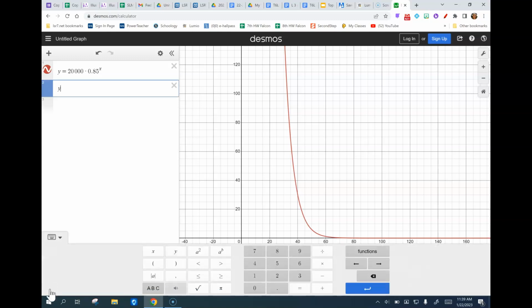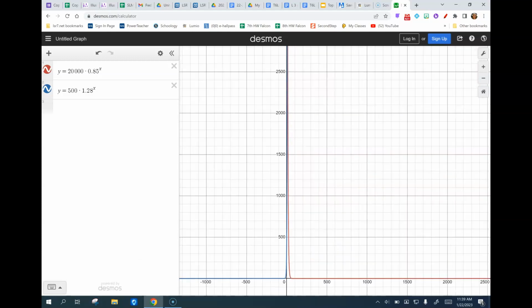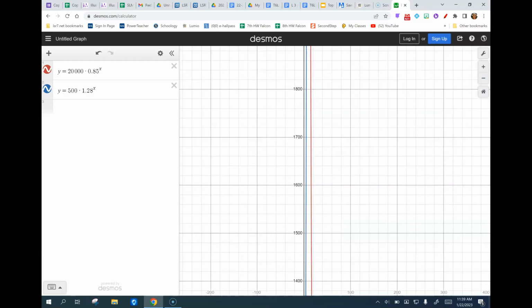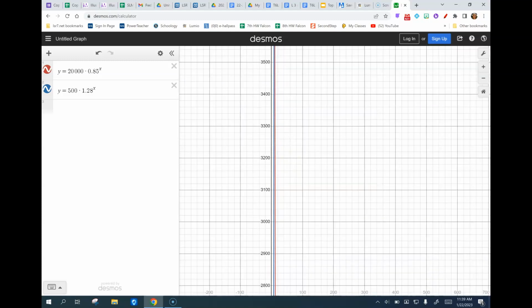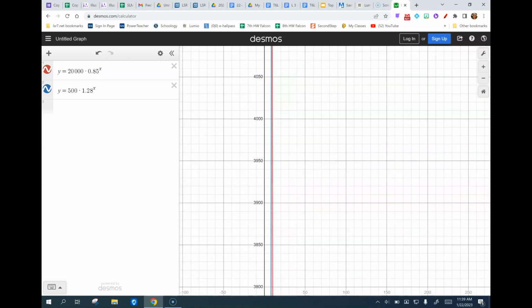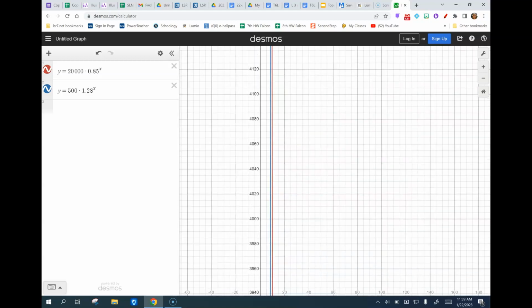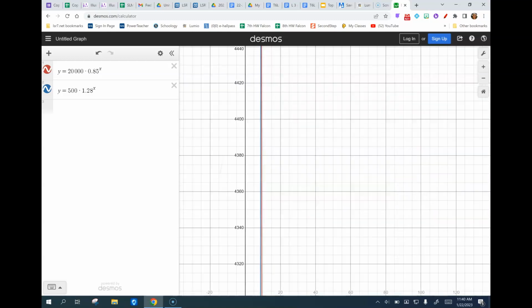And we're going to have y equals 500 times 1.28 to the x. Okay, now we are going to have to play with this and see where they actually intersect. We're going to have to go way up here, and then we're going to have to stretch it back out. Okay, where do they intersect? Keep going, keep going. We're getting close. We're just going to keep scrolling until we find it. Okay, and then we're going to have to find out what that point is where they intersect. It's getting really close.